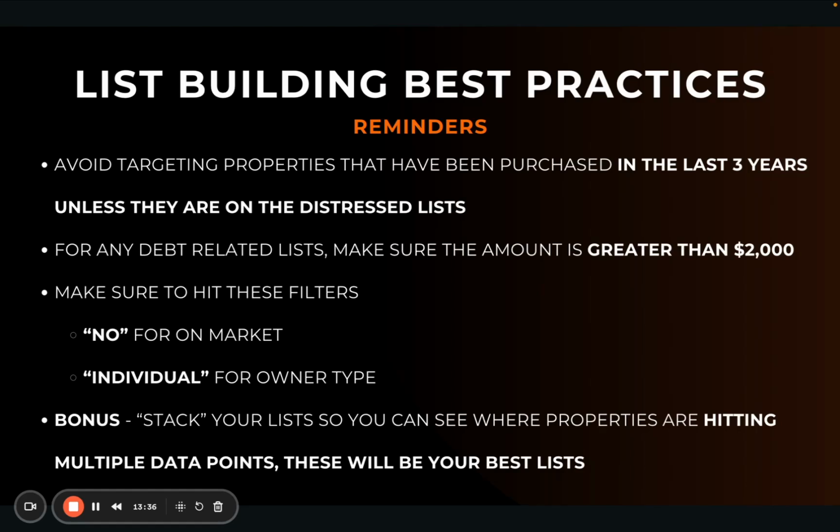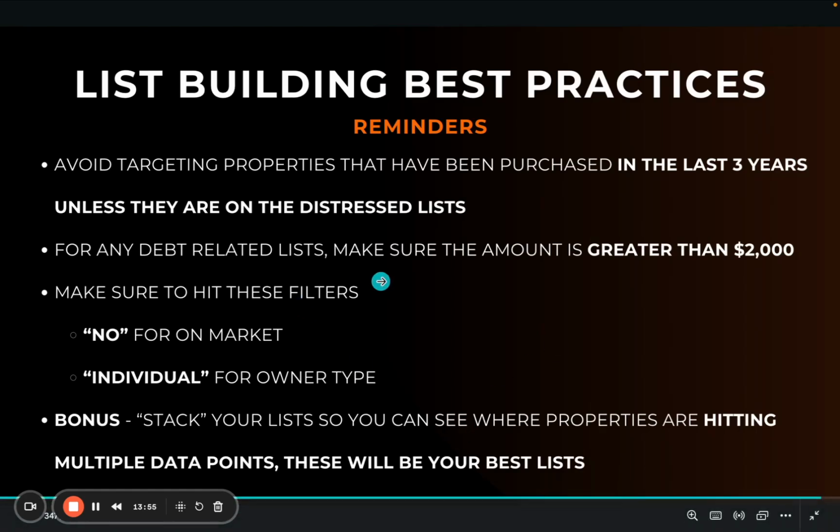Right? That doesn't matter about how many years the sellers own the property. But if you're going to be going after senior owners, high equity, absentee owners, etc., high equity lists, you want to make sure that the property has not been purchased in the last 3 years.